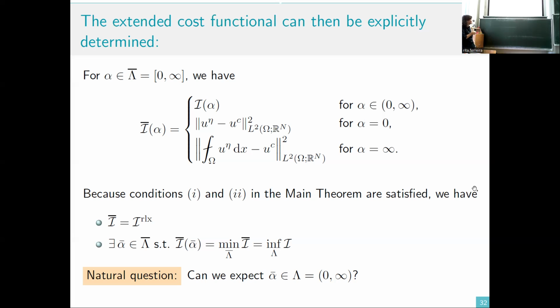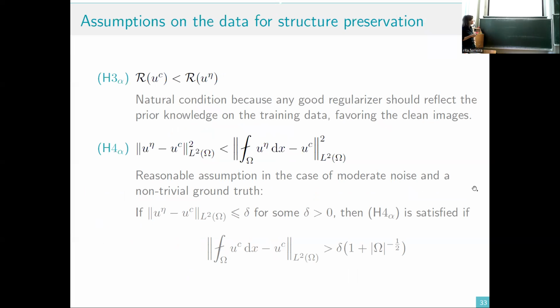You have existence of solutions for this extended cost functional. But then of course you want to know: are there cases when we can expect that the optimal parameter is not attained at the borderlines but inside the original set? Yes, again, this does not go without assumptions, and here they are.